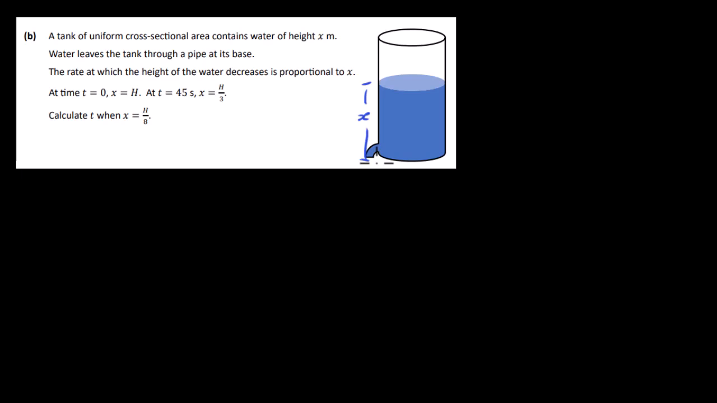At time t is equal to 0, x equal to h. At time t is equal to 45 seconds, x is equal to h over 3. Calculate t when x is h over 8.